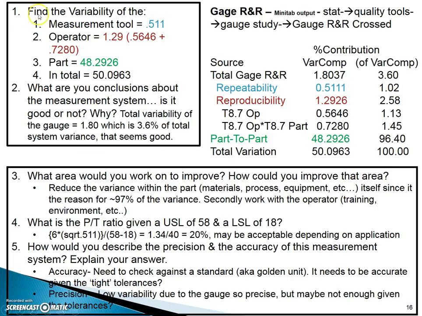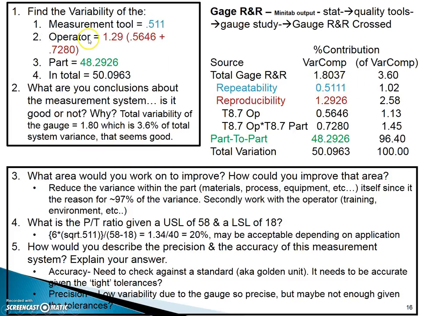So, find the variability of the measurement tool. We just said here, repeatability is the variance due to the tool itself, and that variance component is 0.5111. So the ANOVA gives you the answers to it. The Gauge R&R Minitab output gives you the answers to it. So the repeatability is the variance due to the tool itself.